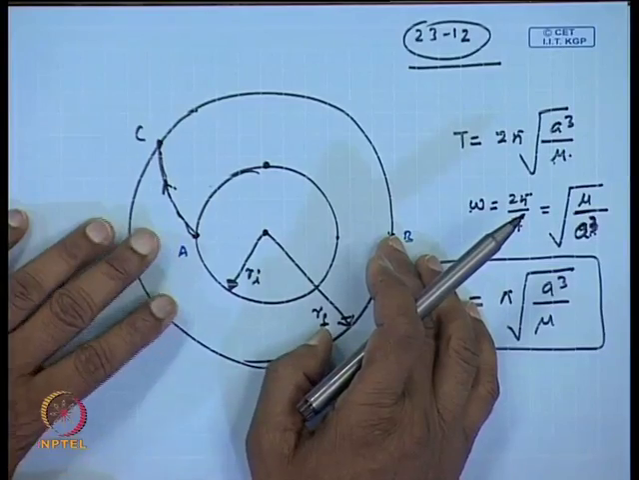So, we cannot get the two advantages simultaneously. Either we can have a lesser transfer time, or we save the energy or the mass of the propellant.